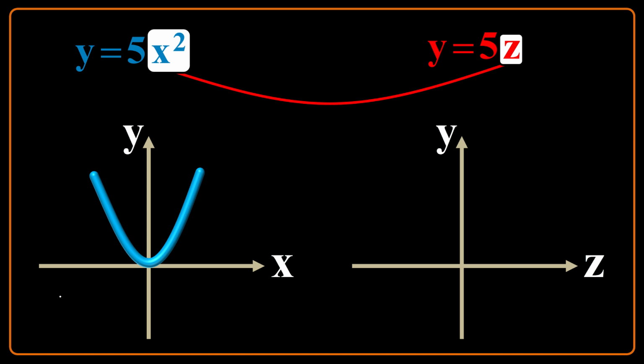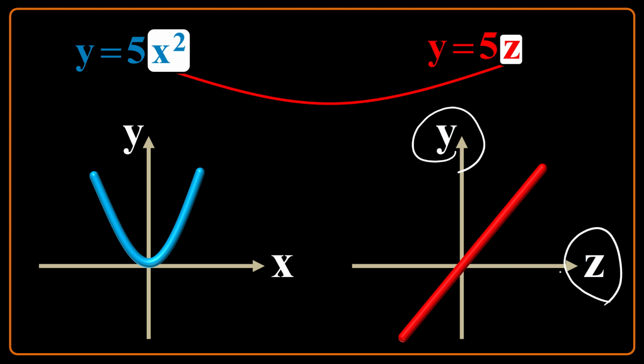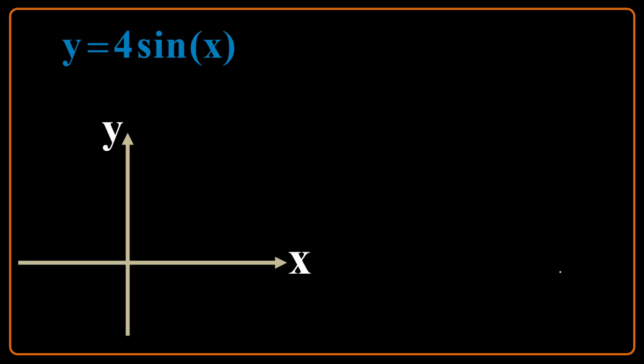Now y versus z is a line. Very easy. That's all. Don't forget, y versus z is really y versus x squared. Okay, this is a kind of linearization. Let's do another one, a trigonometric one.